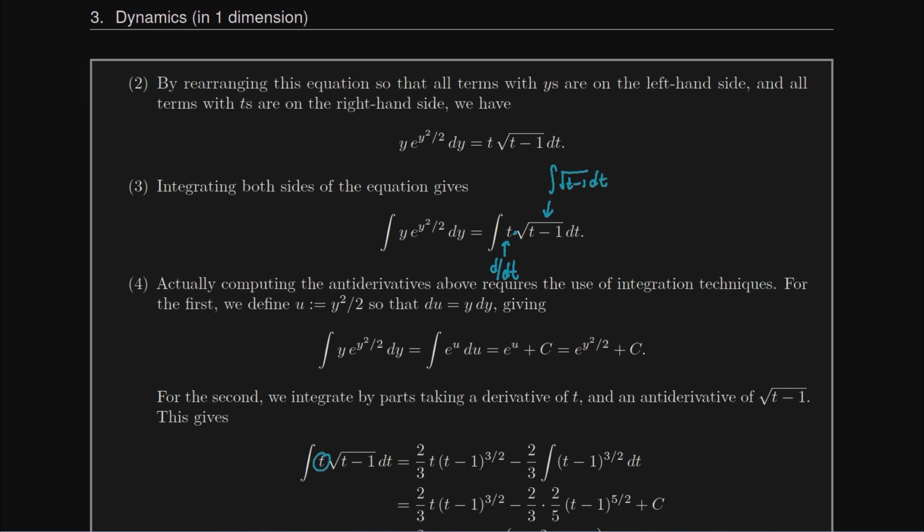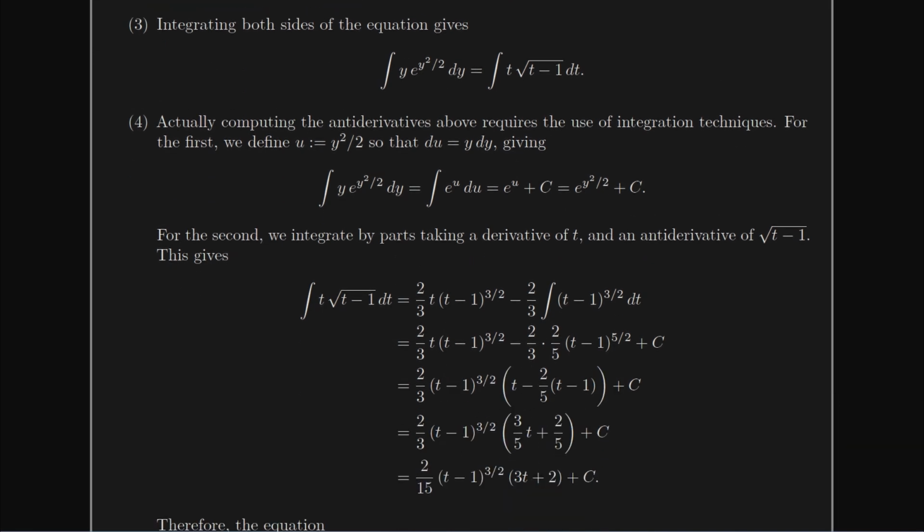The derivative of t is just 1, so there's going to be a 1 there when I take a derivative of that. The antiderivative of root t minus 1 is really a u substitution where u is t minus 1. Antiderivative of something to the 1/2 power will be that thing to the 3/2 power divided by 3/2, also known as 2/3 (t minus 1) to the 3/2. And so that's where my 2/3 (t minus 1) to the 3/2 terms are coming from.